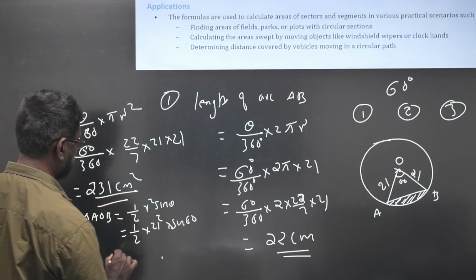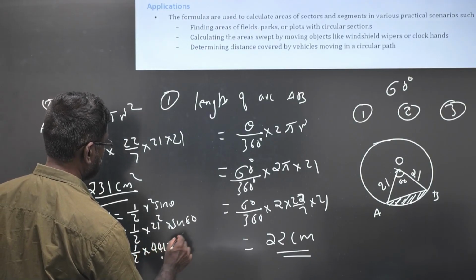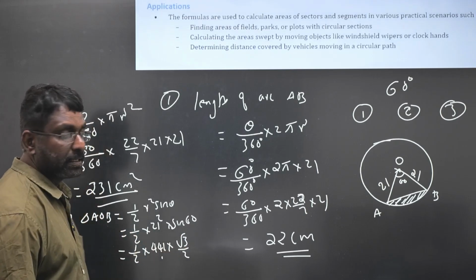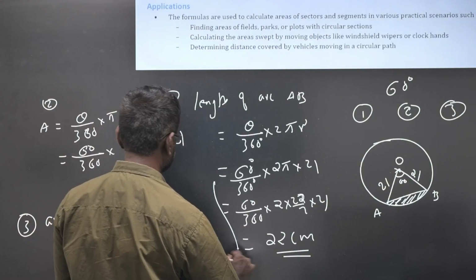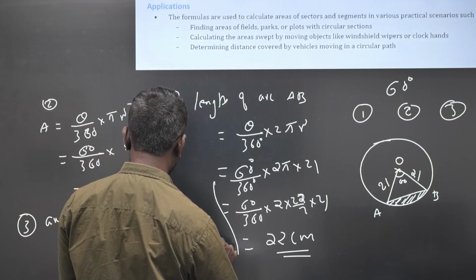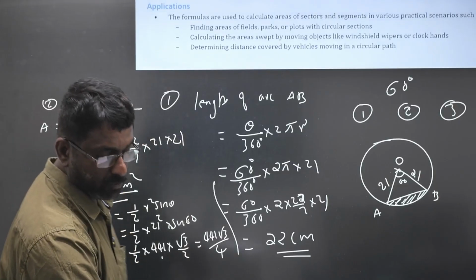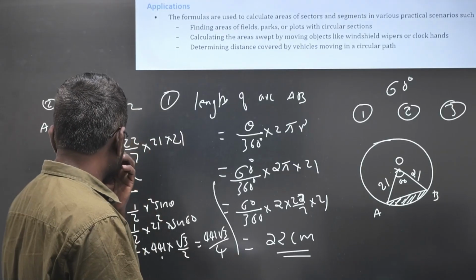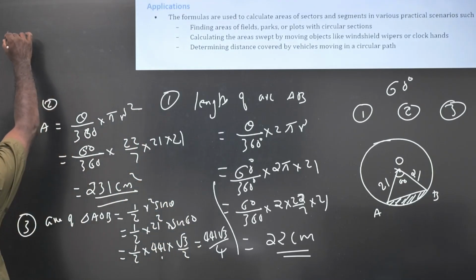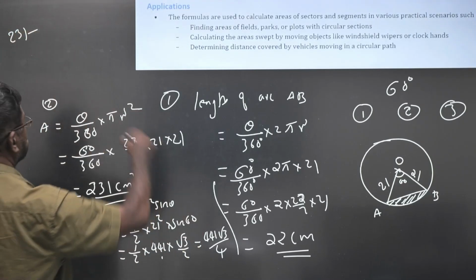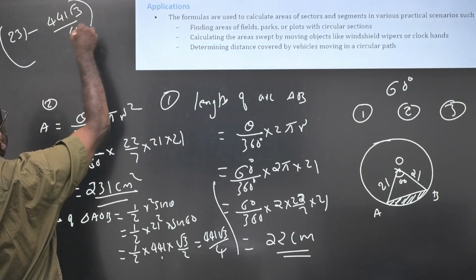What is sine 60? Sine 60 is root 3 by 2. Half into 441 into root 3 by 2, that is equal to 441 root 3 by 4. Therefore, the required area is equal to 231 minus 441 root 3 by 4 centimeter square.